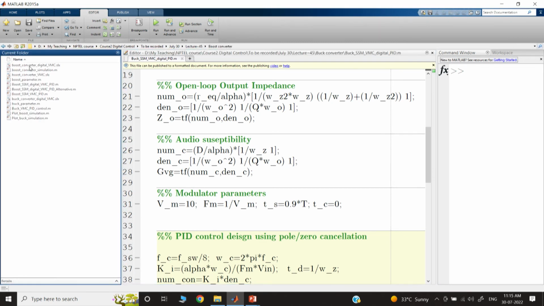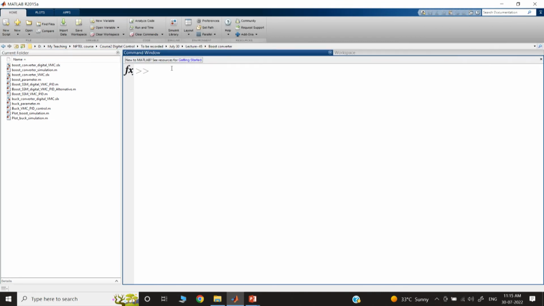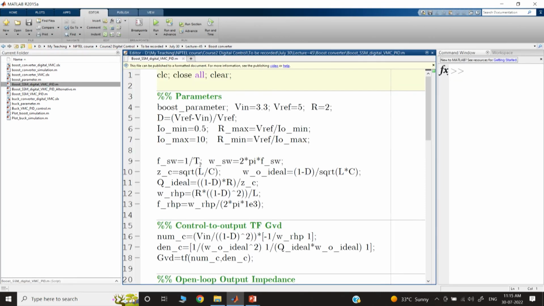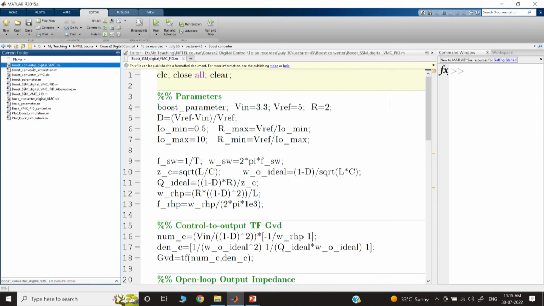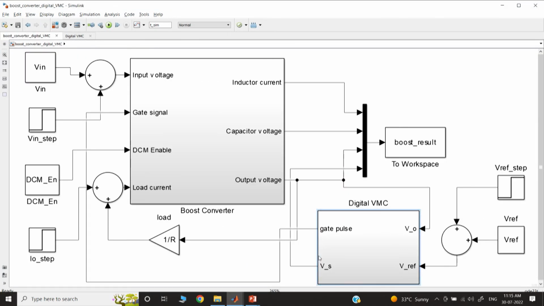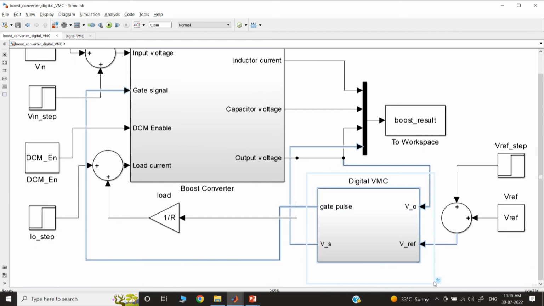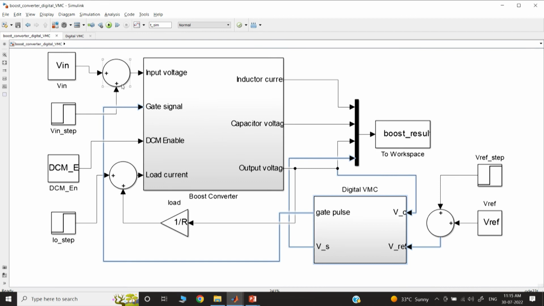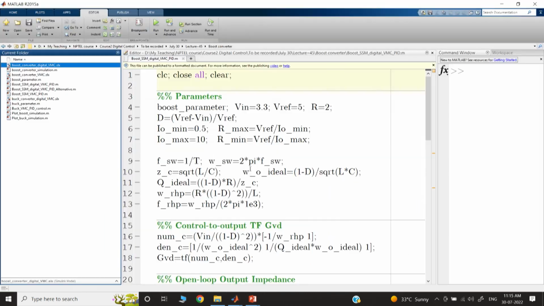So, in the boost converter, we want to first open the boost converter PID controller case study, and I can show you that this is the diagram of the boost converter. This digital voltage controller is exactly structurally the same as the buck, only the parameters will be different, but the boost power stage we have already discussed how to implement in MATLAB custom simulation. So, we are not going to discuss it again.